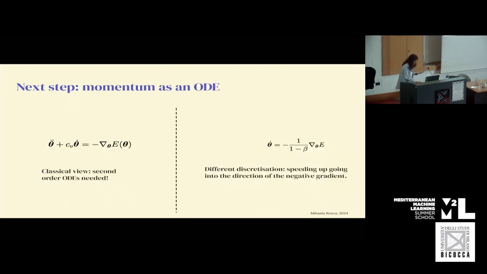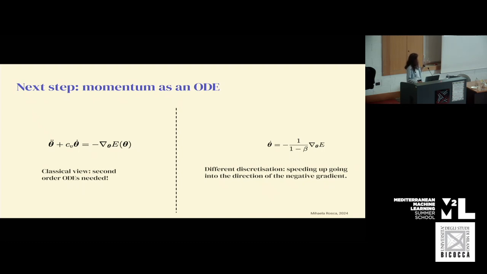We can also think of momentum as an ODE. It's often thought of as a second-order ODE. But most recently, by using different discretizations, people have thought about it in a very similar way to the negative gradient flow. And the reason I want to mention this is that the intuition is very simple.